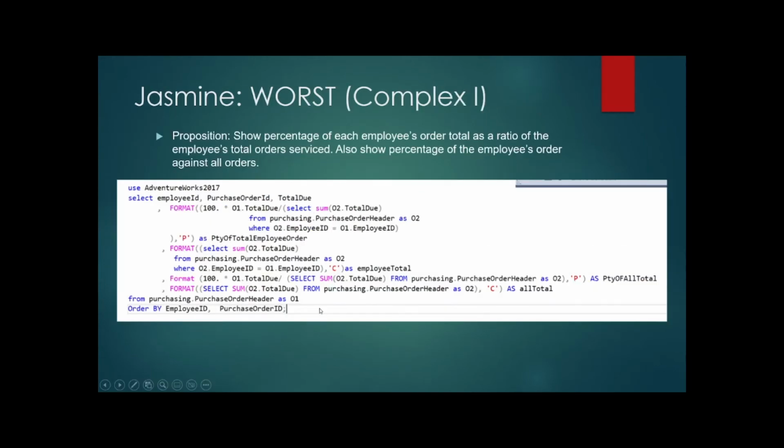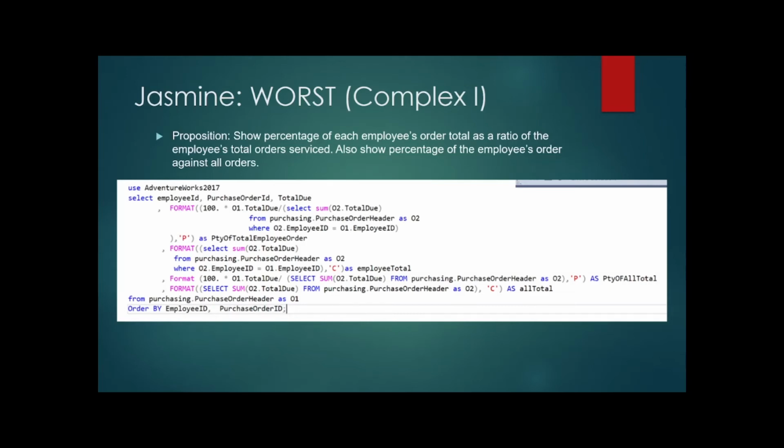Proposition: show the percentage of each employee's order total as a ratio of the employee's total orders serviced. Also, show the percentage of the employee's order against all orders. In this query, there are 4 subqueries in the select clause, but there are actually 2 of them and they're repeated twice. The first subquery contains the total sales amount serviced by each employee. The second query obtains the total sales amount of the entire company. This query shows the impact each order and each employee has made toward the company's overall profit.